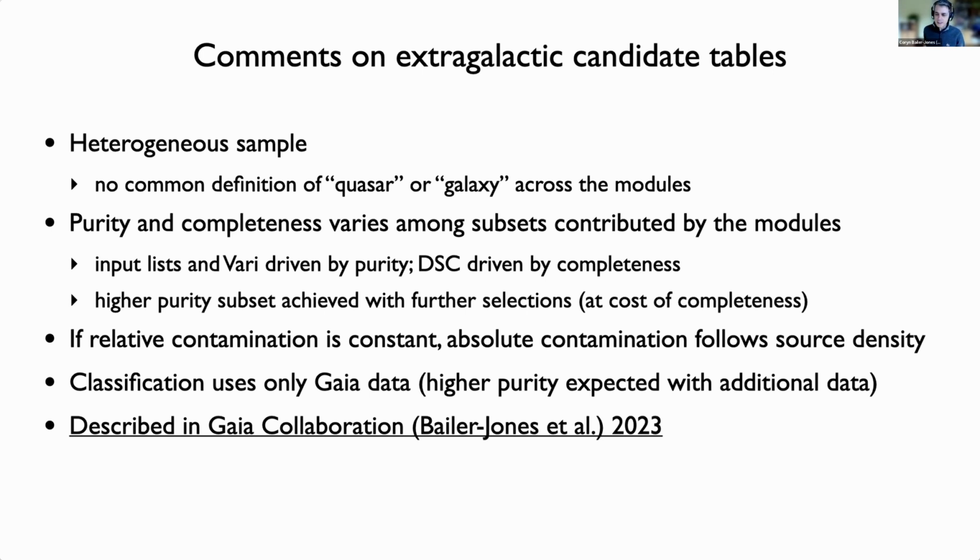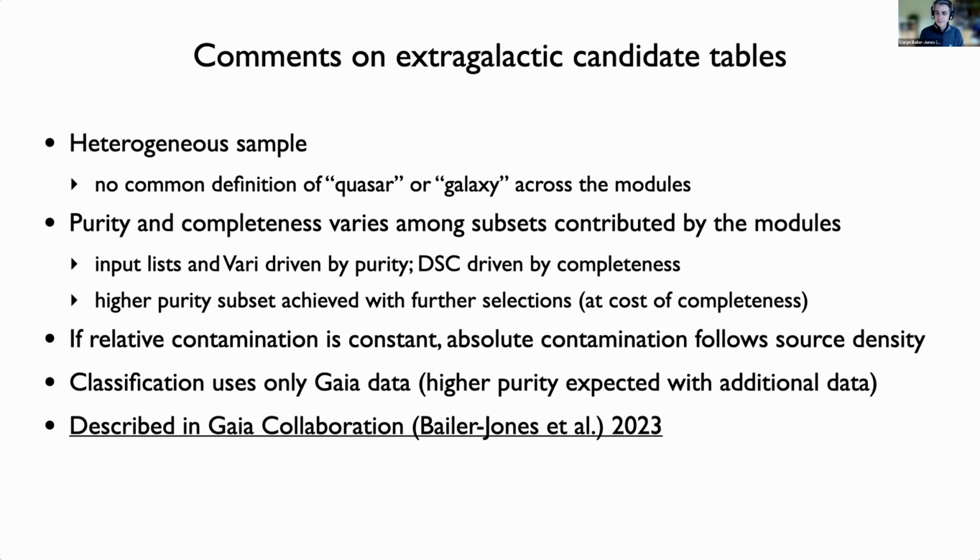And when analyzing the results, you should keep one thing important in mind, namely that if you had a constant relative contamination of a certain percent, then of course the absolute contamination that you see, for example, in sky maps will just follow the source density. Where you have a lot of sources, you have the same fraction of contamination, but therefore a lot more contaminants. And you'll see an example of that in a moment.